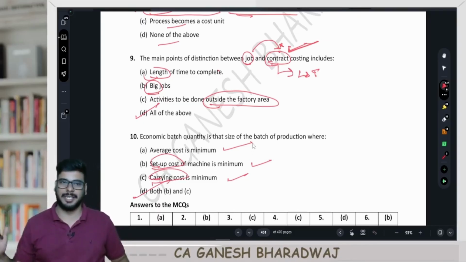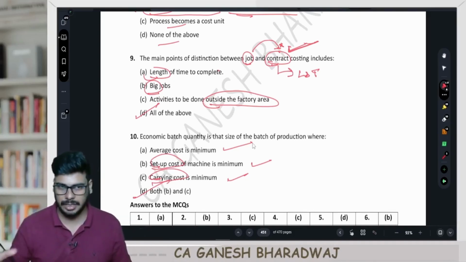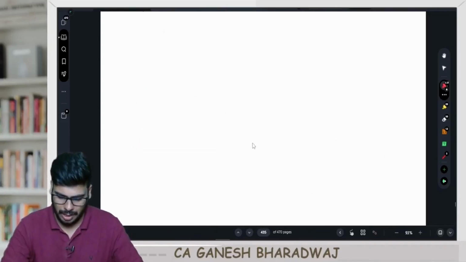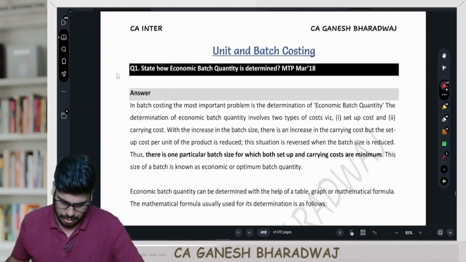Are you clear with this, guys? Right? Look at the power of conceptual learning. This is all it is. So now I'll just go to walk you through the theory as well. So you have the theory here. Okay.